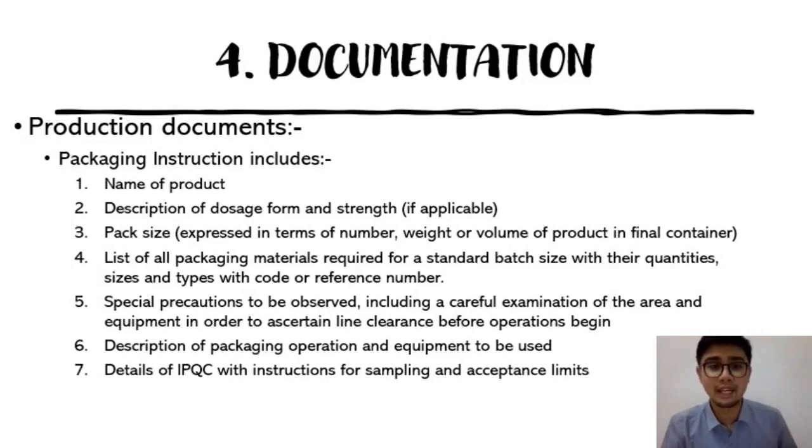The second part is about the packaging materials used with the quantity. And then the last part, the third part of the document, is the details of packaging operation, which are precautions and line clearance instruction before the operation starts, step-by-step instruction of packaging with the equipment used, and then the IPQC practices after the operation.